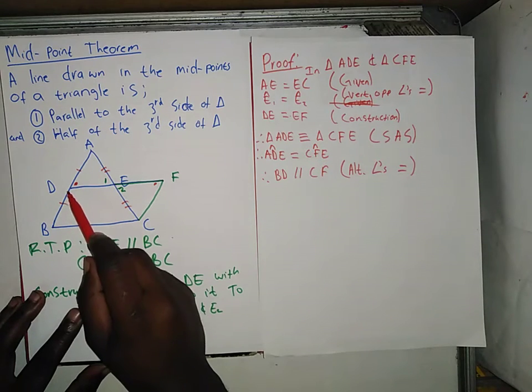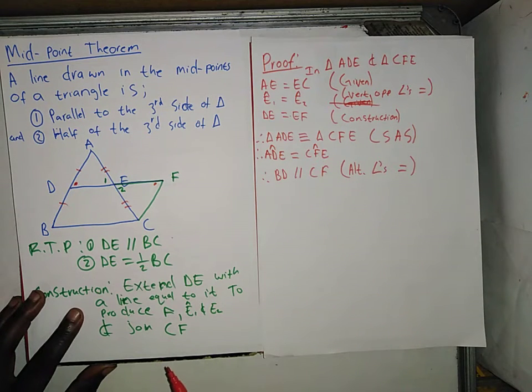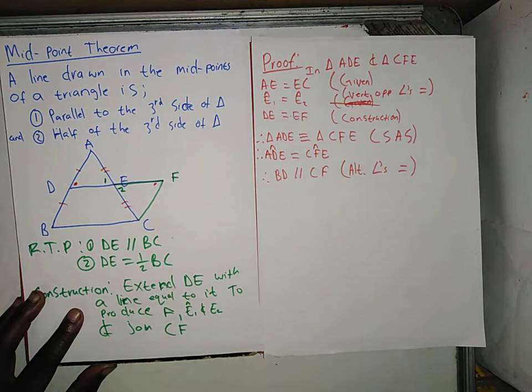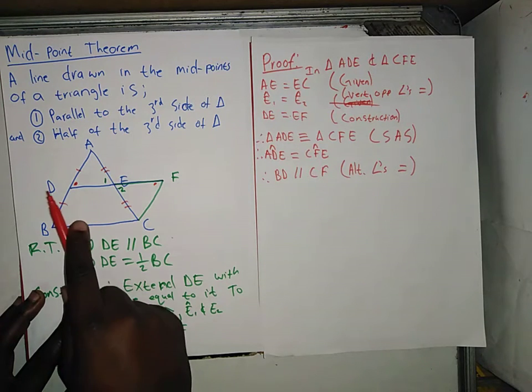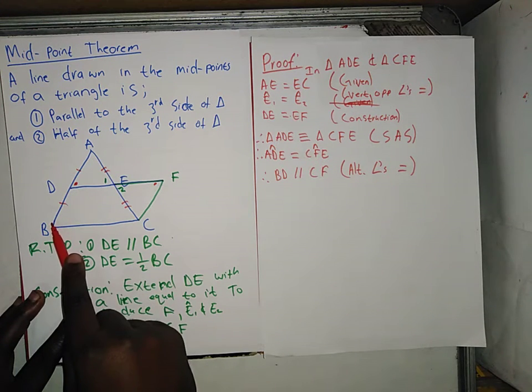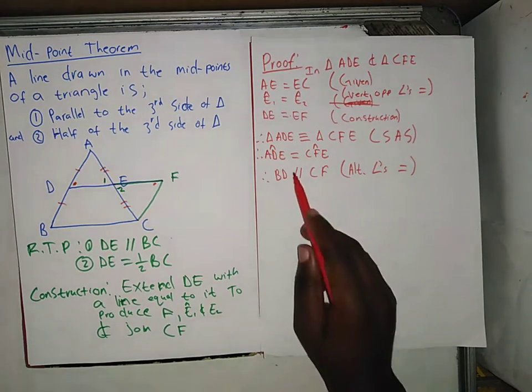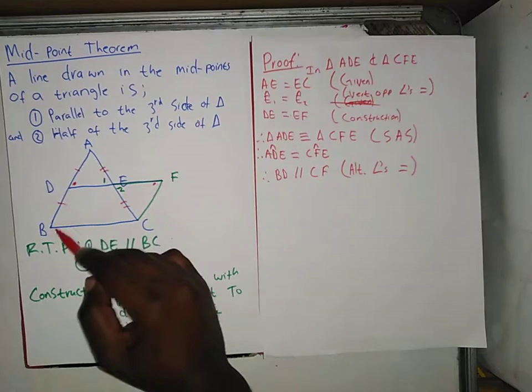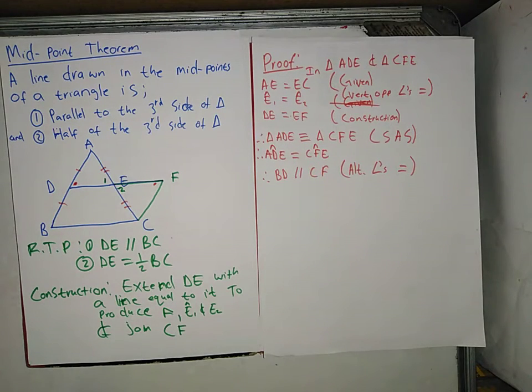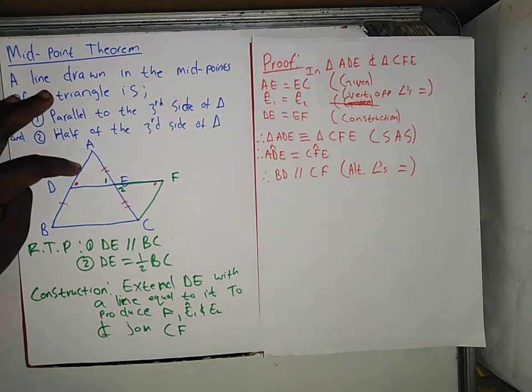Sorry, no, you haven't proved the first part, because the first part is DE parallel. Okay, so you've got BD that is parallel to CF. You haven't proved anything. Let's continue. Okay, so you only know that this is parallel to this one, right? Now I want you to notice something as well. This one is equal to this one, remember.